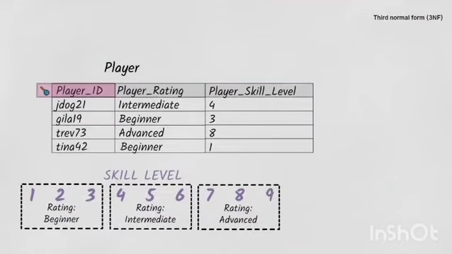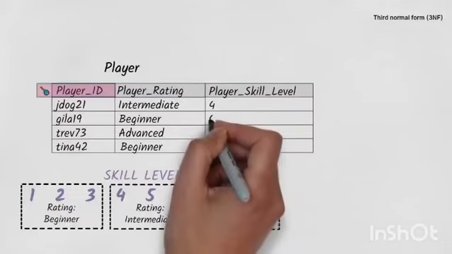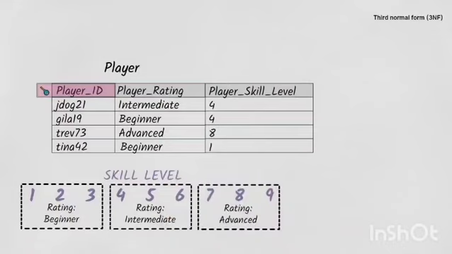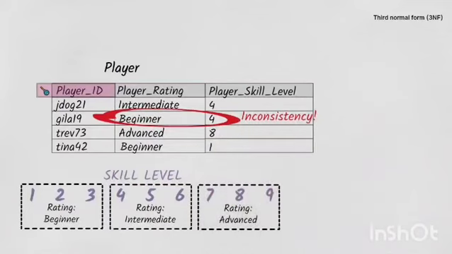But now that both the player rating and the player skill level exist in the player table, a problem can arise. Let's say that tomorrow, player Gila 19's skill level increases from 3 to 4. If that happens, we'll update her row in the player table to reflect this new skill level. By rights, we should also update her player rating to intermediate, but suppose something goes wrong and we fail to update the player rating. Now we've got a data inconsistency. Gila 19's player rating says she's a beginner, but her player skill level implies she's intermediate.